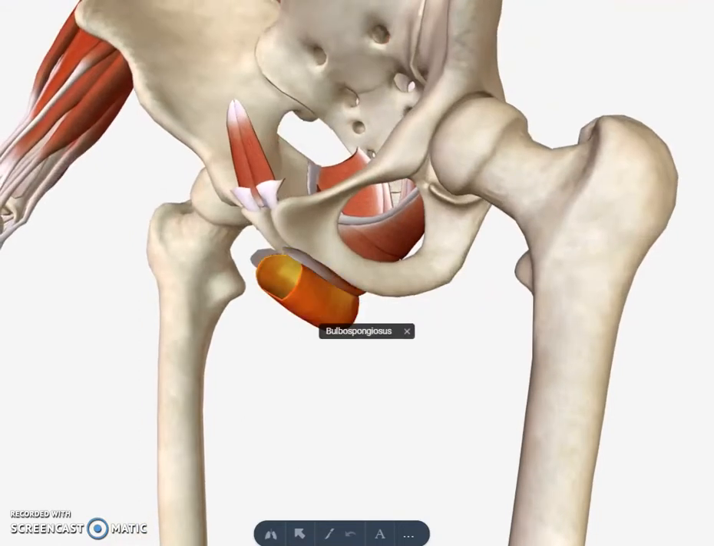This is the bulbospongiosus. The function is to constrict the vagina for females, expel the last urine or semen drops in males, and maintain erections. The origin is the perineum tendon, and the insertion is the clitoris in females and the penis in males.